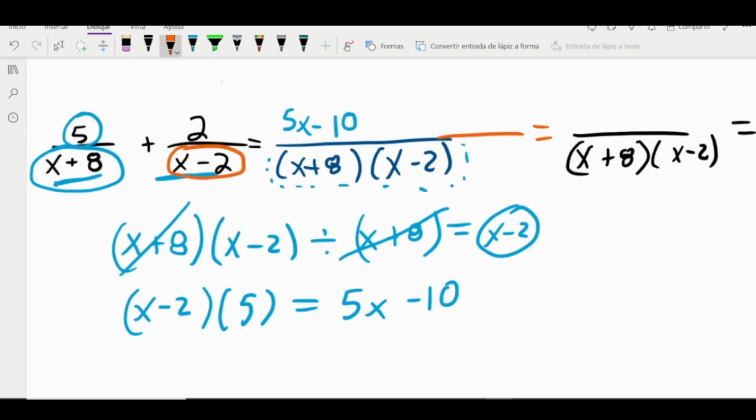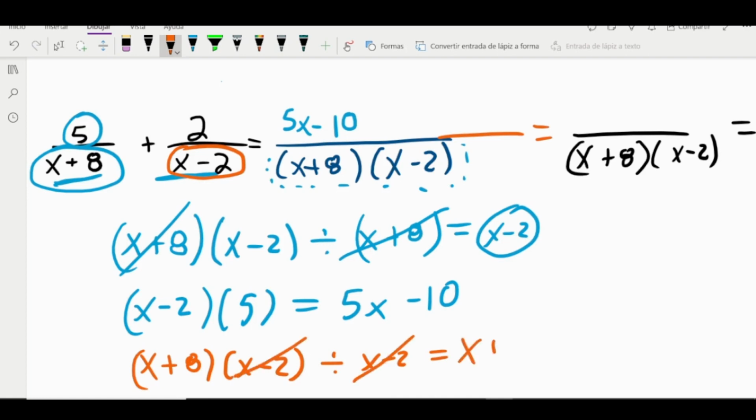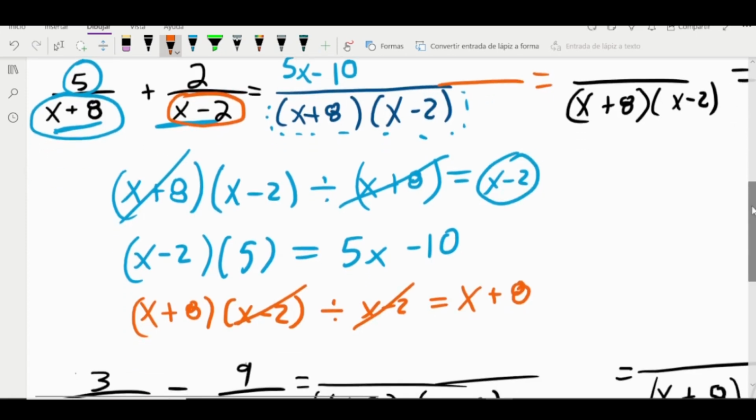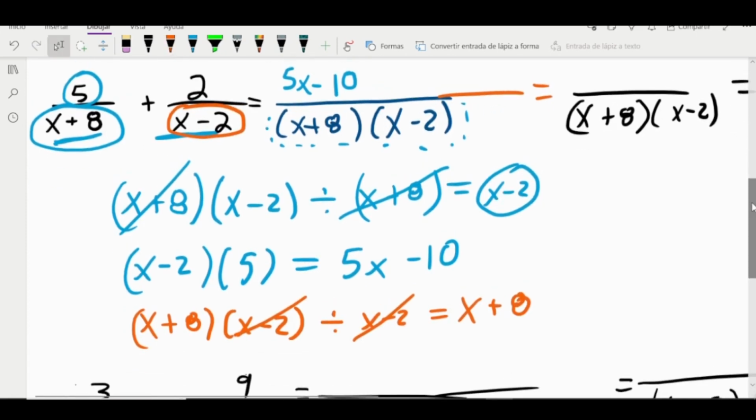So it's going to be the same process, x plus 8 times x minus 2, because this is the common denominator, and we divide it by the second denominator, so it's going to be x minus 2. So we cancel this x minus 2 and x minus 2, so it's going to be x plus 8. So here we have the situation x plus 8, and we're going to continue on the right side.